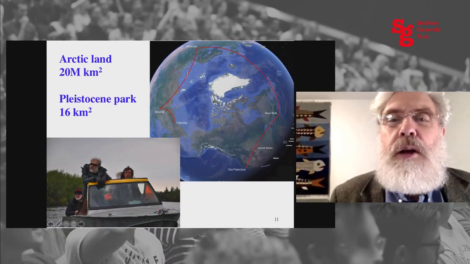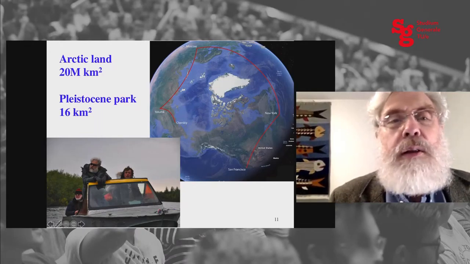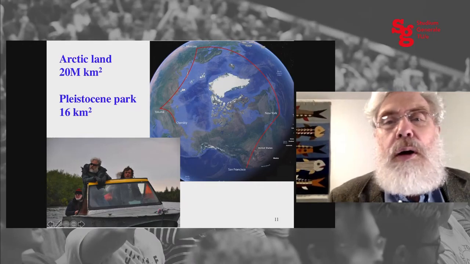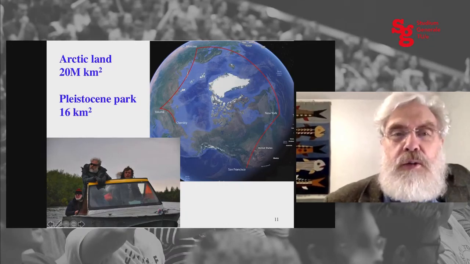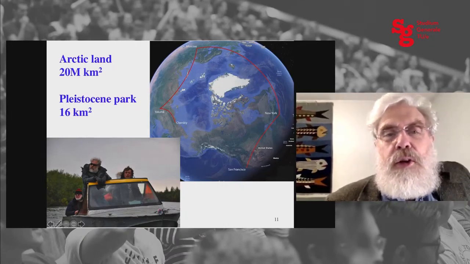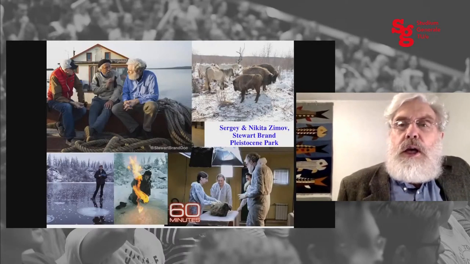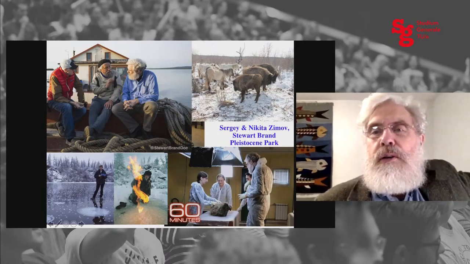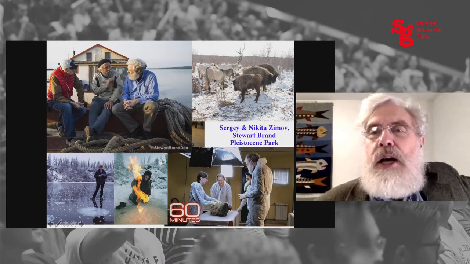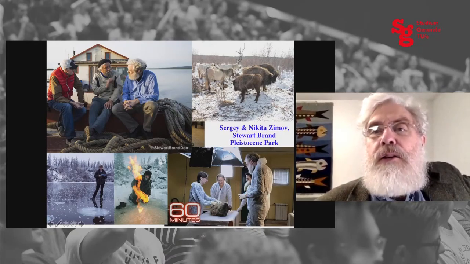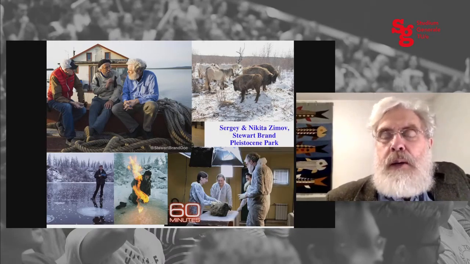San Francisco, Boston, and Chersky in northern Siberia here. This is at the edge of the Arctic oceans. There's a Pleistocene Park, which is somewhere between 16 square kilometers of active research park to more than 100 square kilometers that is in transition. Nikita and Sergei Zimov are the founding scientists and directors. It has about 9 different restored Arctic adapted mammals.